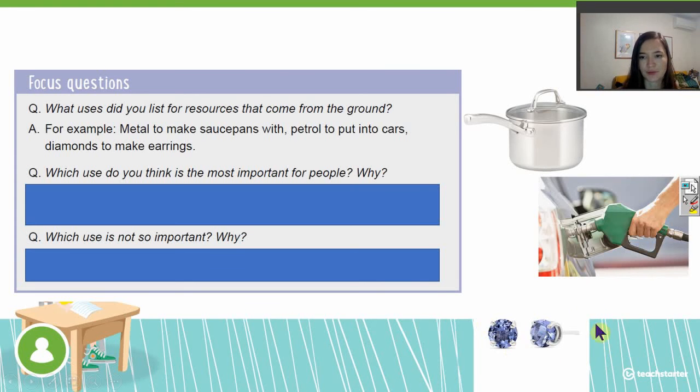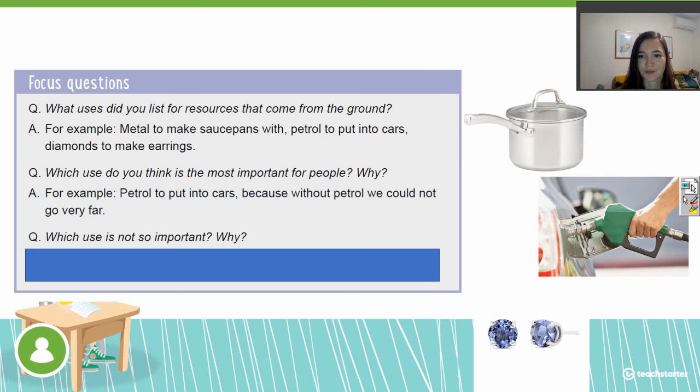Probably not going to pick jewellery. What do you think and why? So you might say petrol to put into cars, because without petrol we could not go very far and we wouldn't be able to rely on trucks and things to bring us food. Okay, which use is not so important?